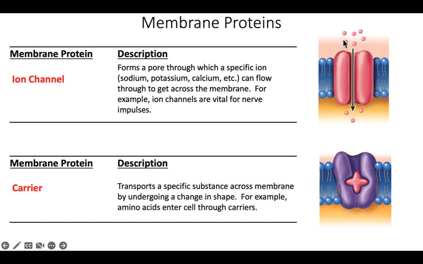All right, so this is just the basic drawing. These little spheres could be some ion. Let's say it's sodium, and this sodium is going through the channel into the cell. Other membrane proteins might be more what we call a carrier. Really the only difference here is carriers change shape. They have to grab a hold of the molecule, change shape, and then almost spit it out on the other side. That's how a lot of our amino acids enter cells.